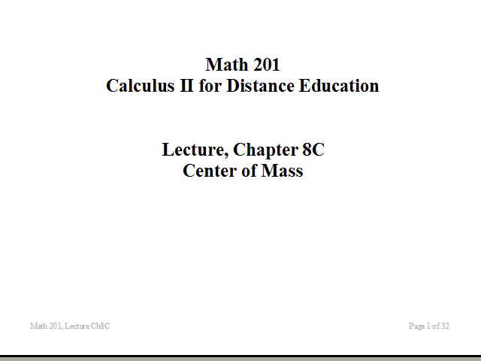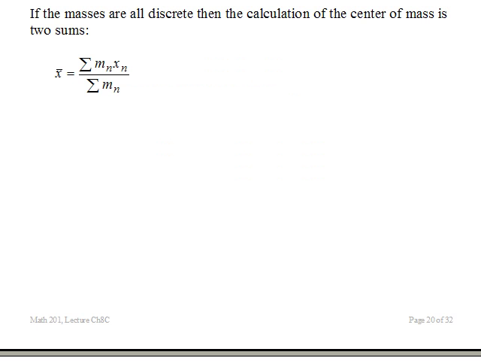This is lecture 8C on the calculation of center of mass in one dimension. If there are more than two discrete masses, then x bar is just the sum over all the discrete masses times their distance to zero, or their x-coordinate, divided by the total mass of the system.